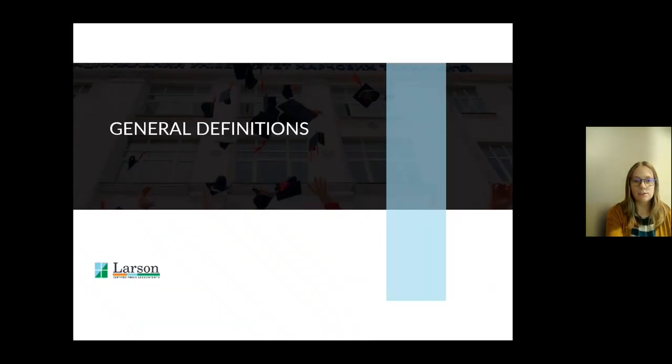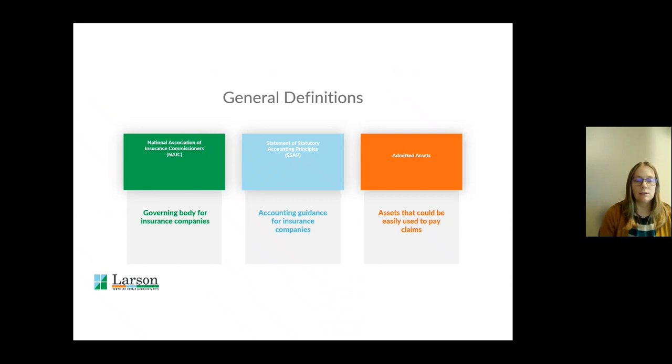We'll also be going over the differences between statutory and GAAP for life insurance. First, general definitions. These general definitions will become important later on in the training and will be referenced. So first is the National Association of Insurance Commissioners, or the NAIC, and they are the governing body for insurance companies. They oversee the insurance company's accounting.